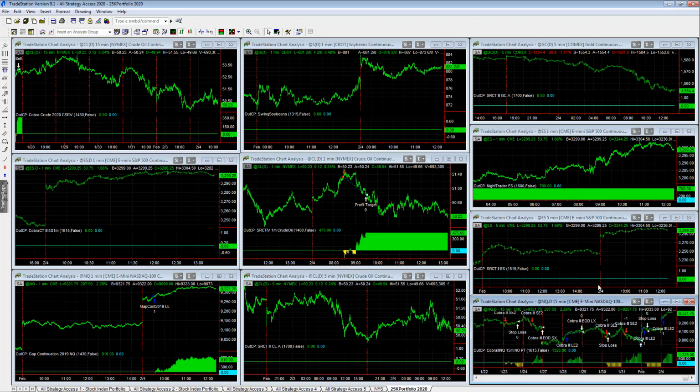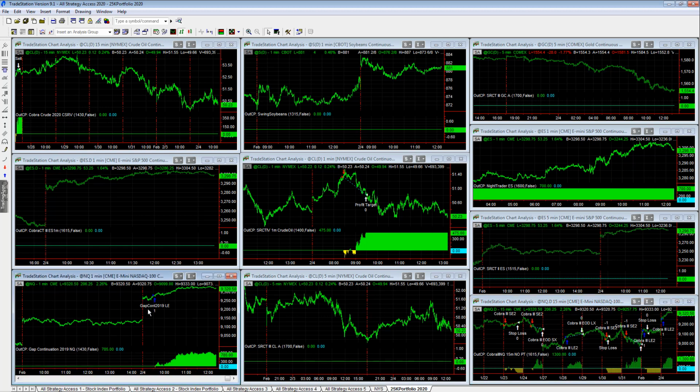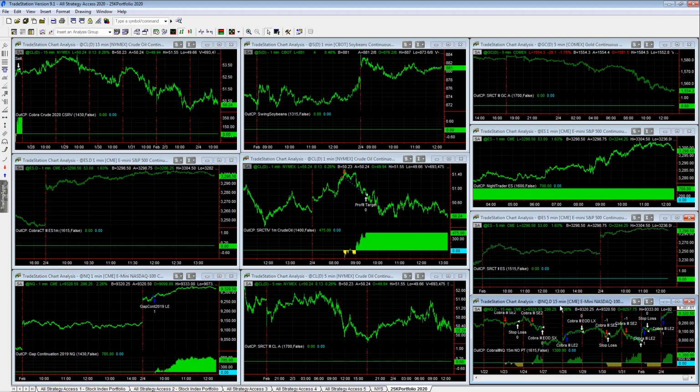And Cobra 3, $600 stop loss or exits at 4 o'clock p.m. Eastern Standard Time, 3 o'clock Central. Easy one right there. This and gap continuation are just, we put in the stop loss, we let it run to the end of the day. Cobra 3 gets out at 4 o'clock.